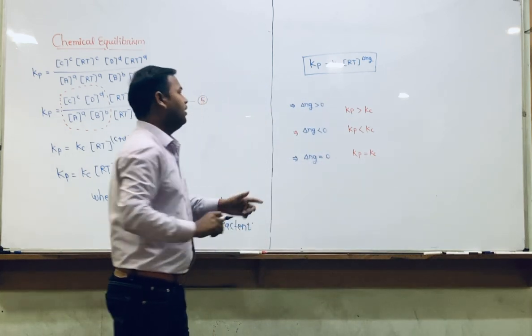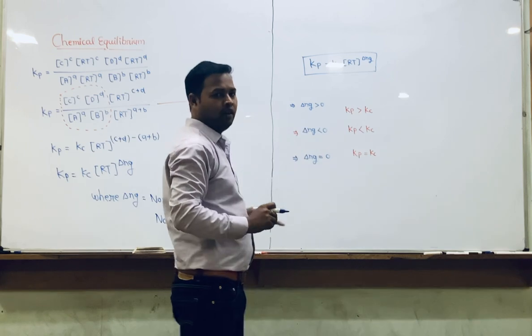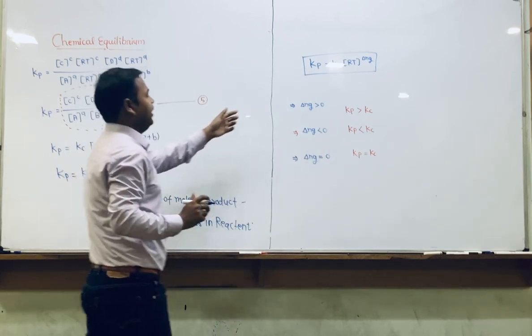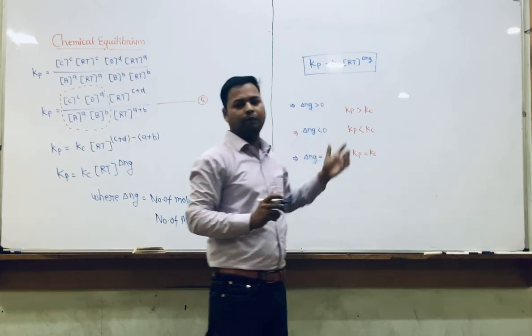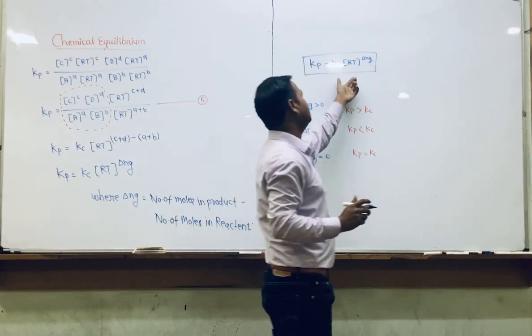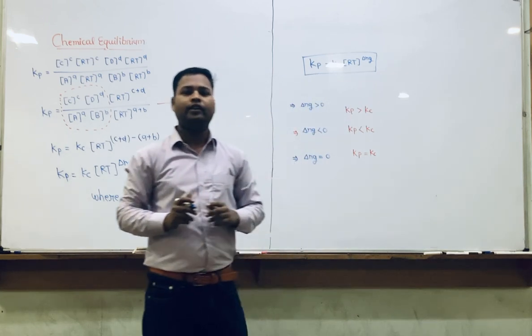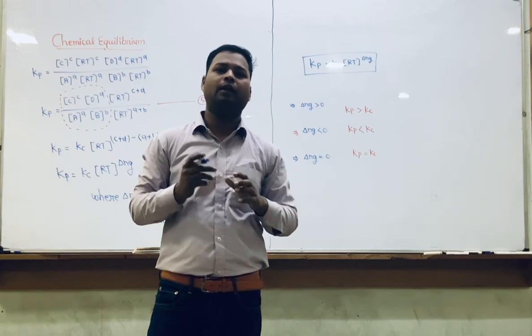These are the conditions of delta Ng, and here we can find the relation between Kp and Kc: Kp equal to Kc RT to the power delta Ng. That is all about the relation between Kp and Kc.